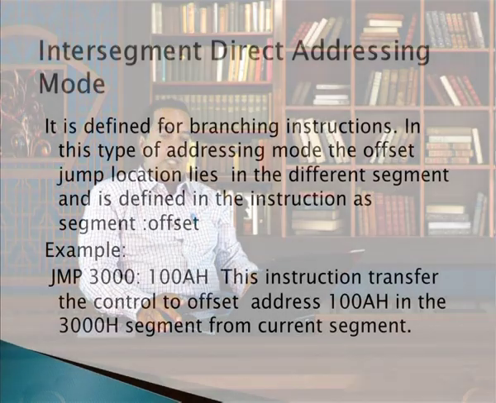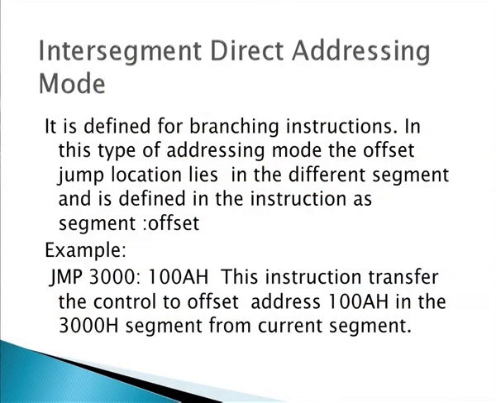Now the next category of the addressing mode is inter-segment direct addressing mode. Now the inter-segment means we can move from one segment to another segment. It is defined again for the branching instructions. In this type of addressing mode, the offset jump location lies in the different segment, and it is defined in the instruction as segment colon offset address. Let us take one example. We have used the instruction jump 3000 colon 100AH.